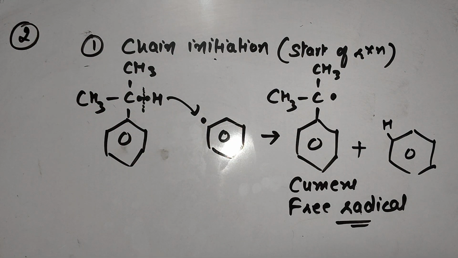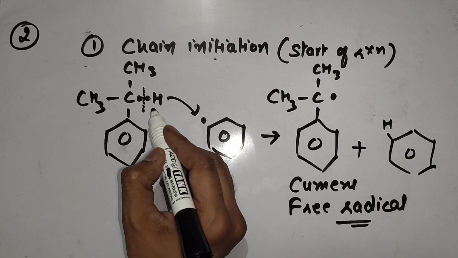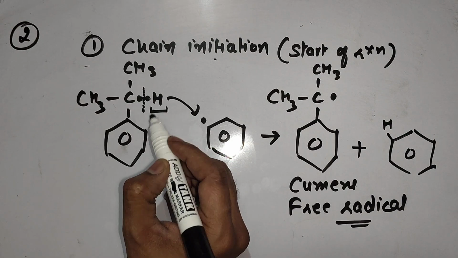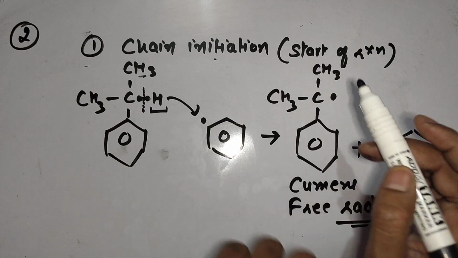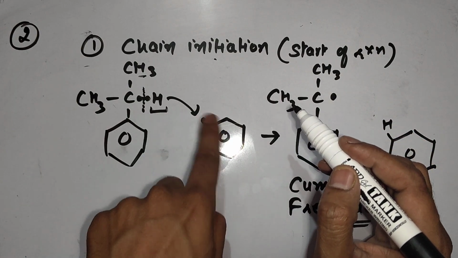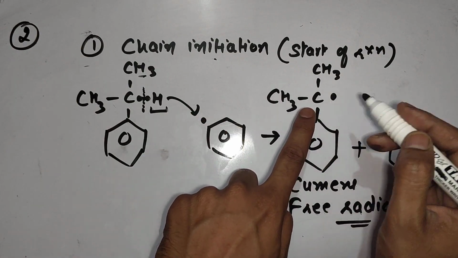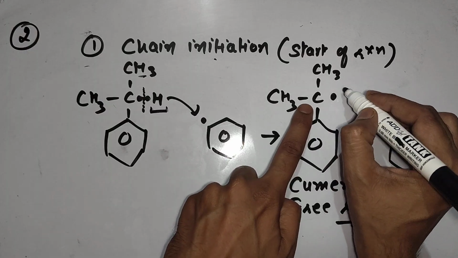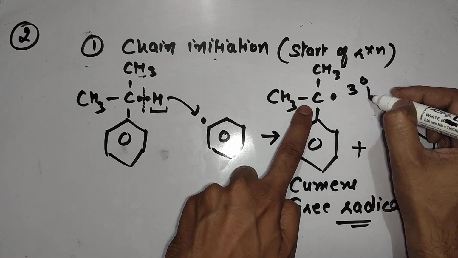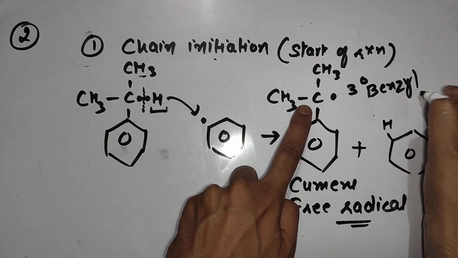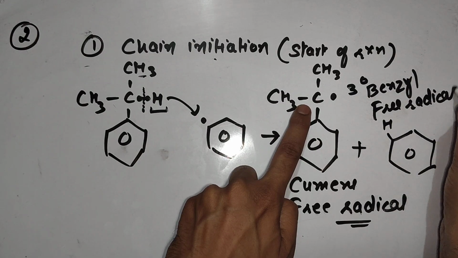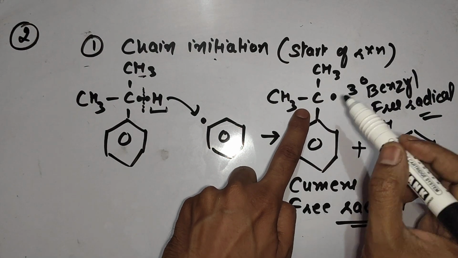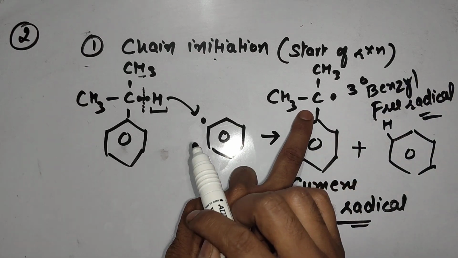Now the question in my mind is, why have I attacked only this hydrogen? Why can't we attack these hydrogens? The reason is, after the attack on this hydrogen, this phenyl free radical will make another free radical which is 3 degree. If you check, it's a 3 degree benzyl free radical. It's an 11th class concept.